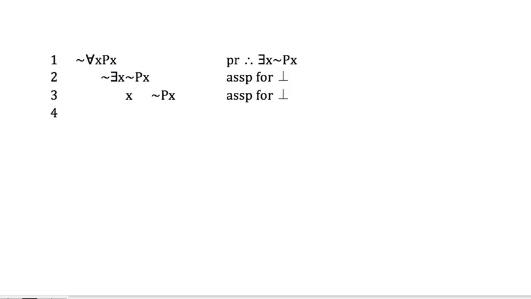Look at line 2. It says nothing is such that it's a non-p. But here we have a non-p. If we existentially generalize line 3, we contradict line 2. So 3, existential generalization, gets us what we see on line 4, which contradicts line 2. We could write a contradiction sign. This contradiction is between line 2 and line 4.